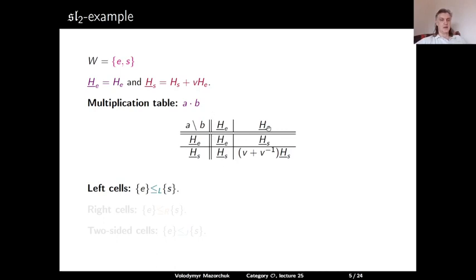If we look at the columns of this table. Similarly, for the right cells, if you look at the rows of this table, we see that E is a minimum element and S is the maximum element for the right order, so we also have the same two right cells. And similarly for the two-sided cells. So E is the minimum two-sided cell and S is the maximum two-sided cell.